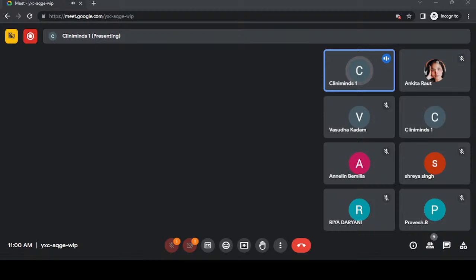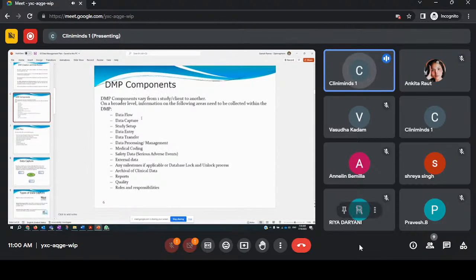The source node, site coordinator will enter the same data into the CRF. Okay, that is one type of data collection. Another example.